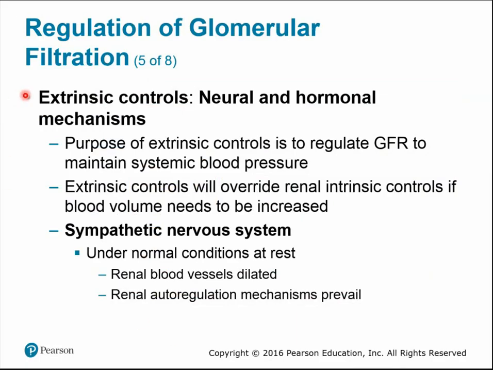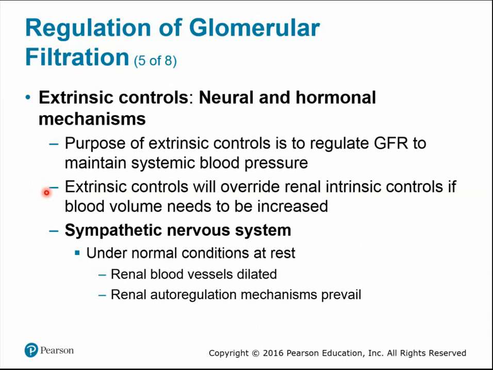With your extrinsic controls, these would be things that are outside the kidneys themselves. So we have some neural mechanisms as well as hormonal. Some of these we've already talked about before, so this should just be review. The main purpose of our extrinsic controls is to help regulate and maintain our systemic blood pressure. Generally, that's going to take precedence over the intrinsic controls, so extrinsic controls will override those intrinsic controls if the blood volume needs to be increased.